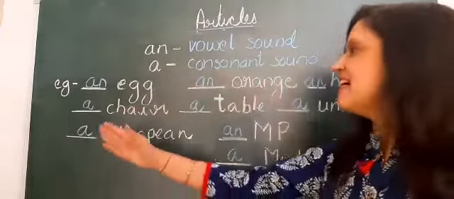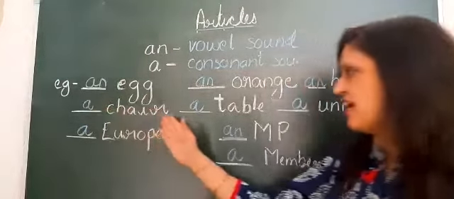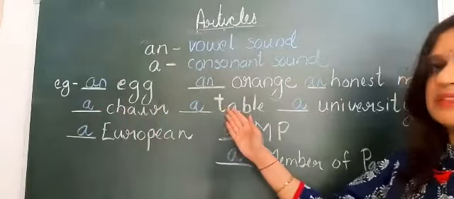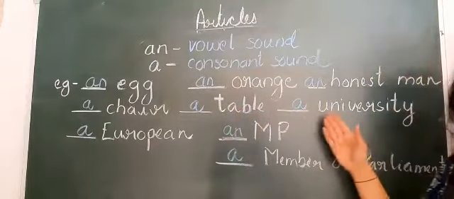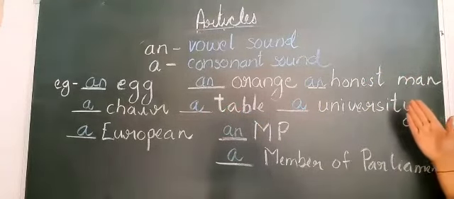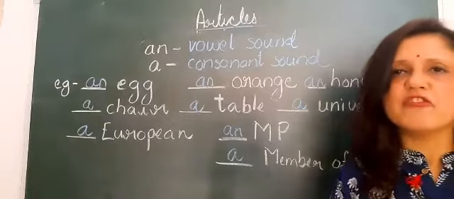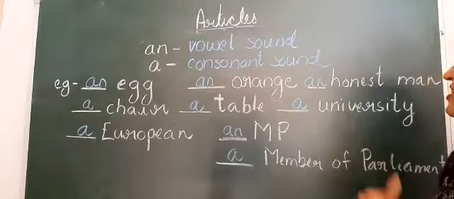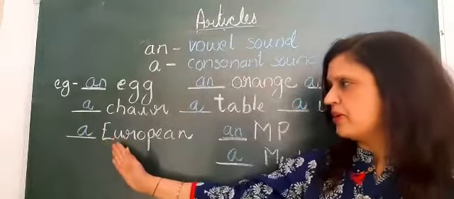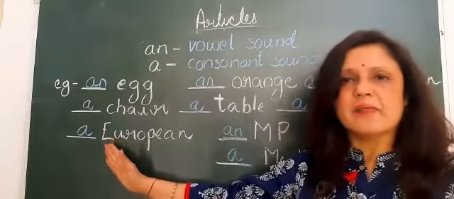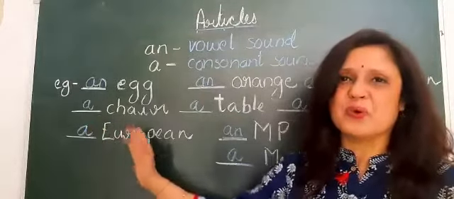Now look here. A chair. Ch. This is a consonant sound. Therefore, a chair. Here, a table. T. The sound is of t. A table. Now look here. A university. Though university begins with U, the sound coming is of Y, and it is a consonant sound. Therefore, a university. Same here, a European. Though European begins with E, the sound is Y, so it is a European.